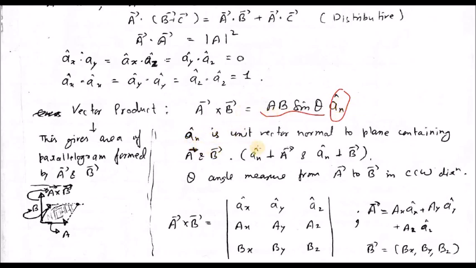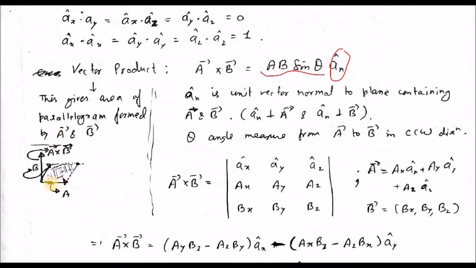And this An is a unit vector normal to the plane containing A and B. So this An is perpendicular to A and also perpendicular to B. You can see from here, suppose this is vector A, this is vector B, then this is the plane made by A and B, and this A cross B will be perpendicular to this plane, sorry, normal to the plane that contains this A and B.